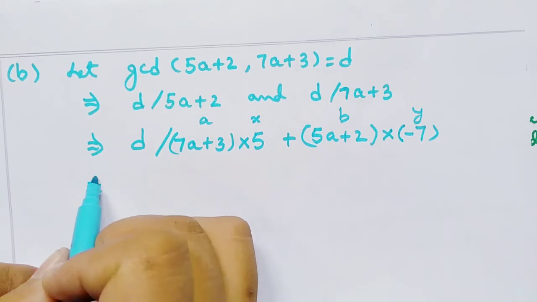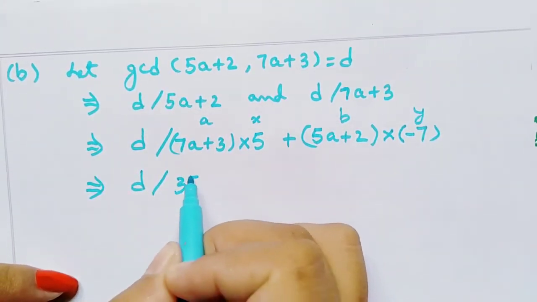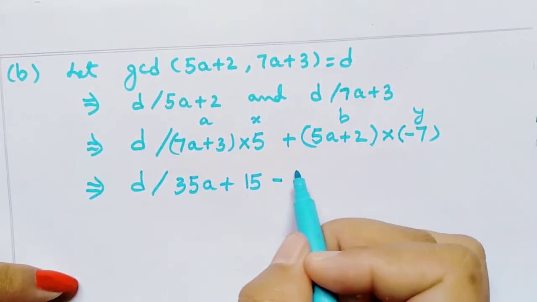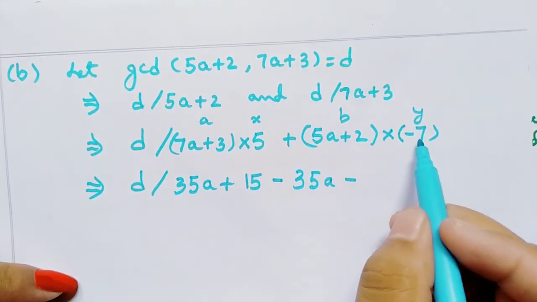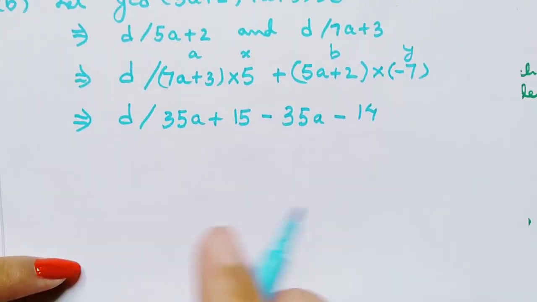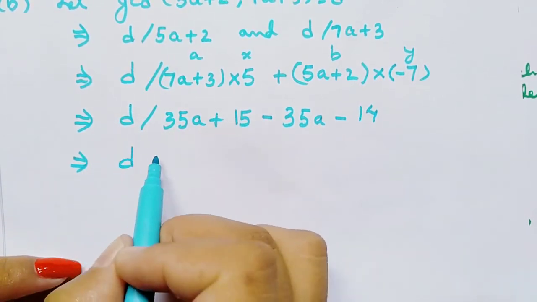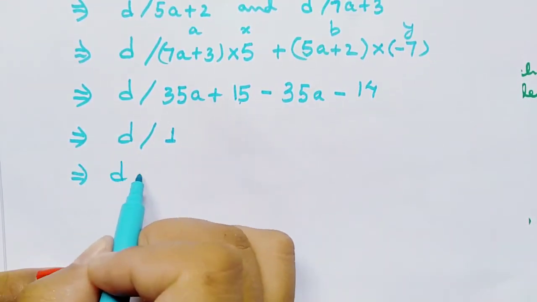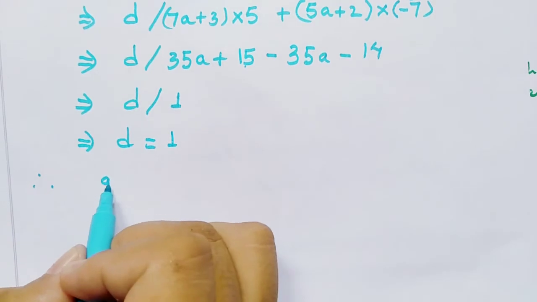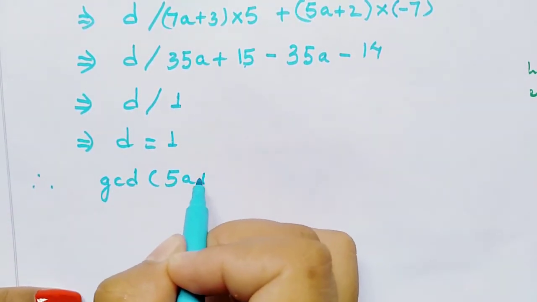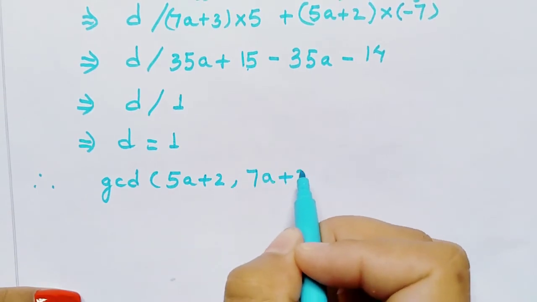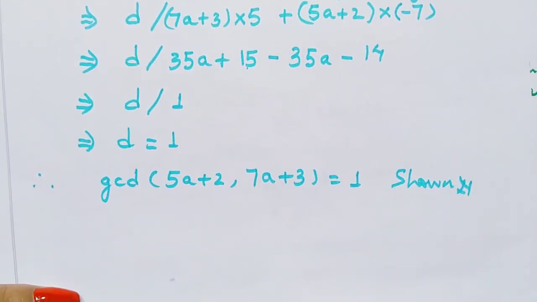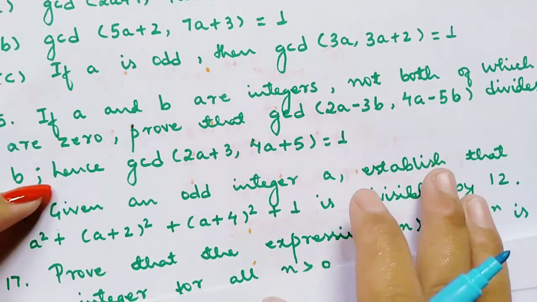So from here we have 35a plus 15 minus 35a minus 14. So 15 minus 14 is 1. The only number that divides 1 is 1, so D should be 1. So therefore, what is the GCD of 5a plus 2 and 7a plus 3? It is 1. We have shown the second one. Alright, now let's do the third one.